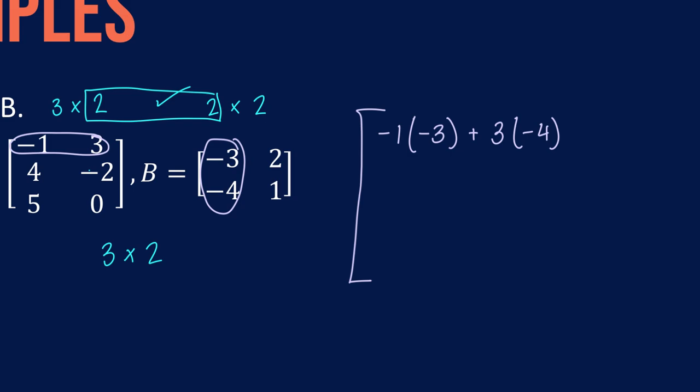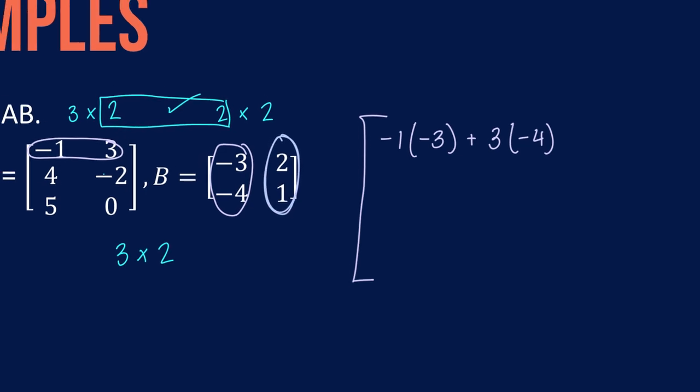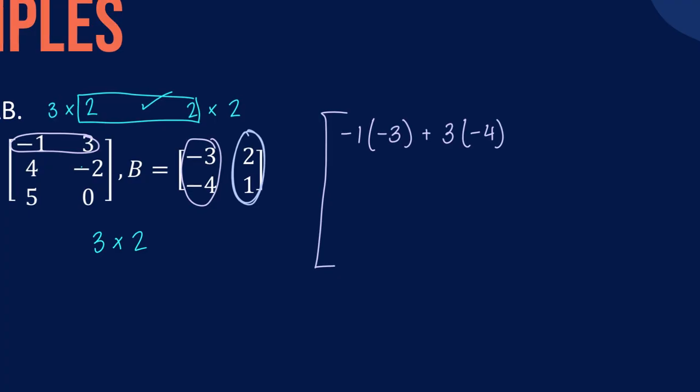I'm still using that same row, but now I'm gonna go ahead and use a different column. So now I'm gonna have -1 times 2 plus 3 times 1. Okay, so again, just erasing this one. I just used the second one. Okay, now moving on to the next one.